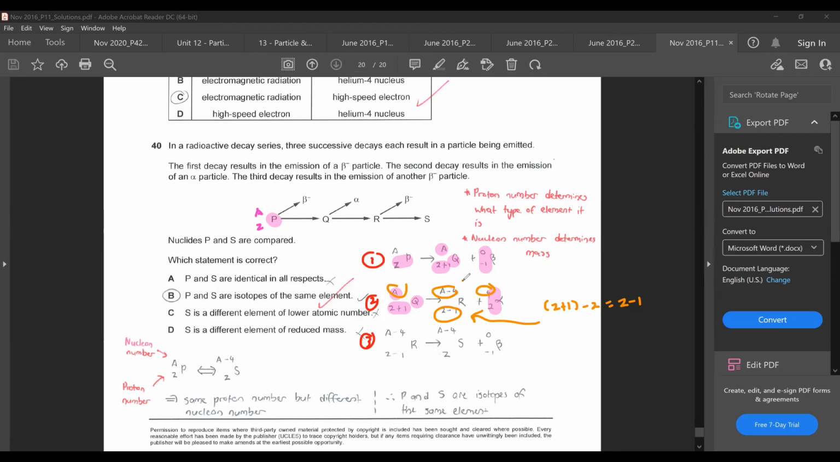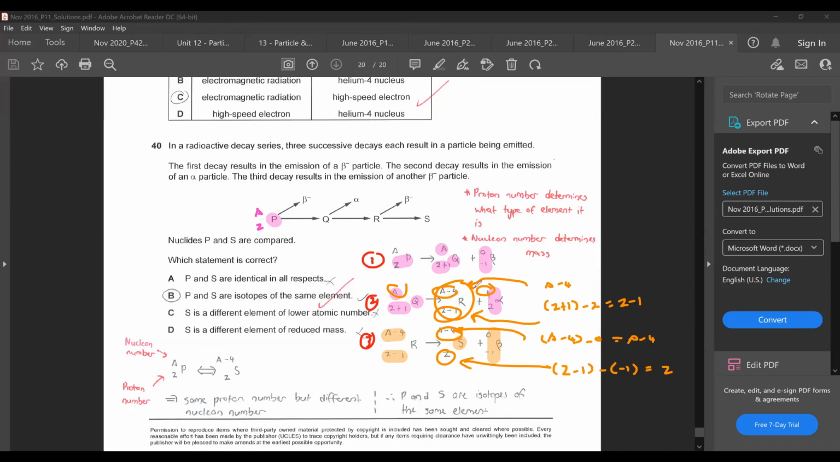Okay. So R is A minus 4, Z minus 1, decaying to S by emitting a beta minus particle. So this value here is actually Z minus 1 minus negative 1, giving me Z. Then the one at the top is A minus 4 minus 0, giving me A minus 4. This one is just A minus 4.